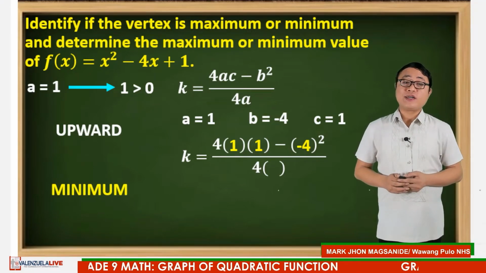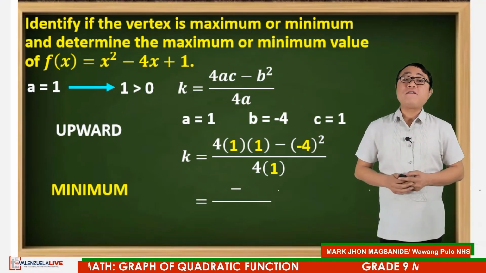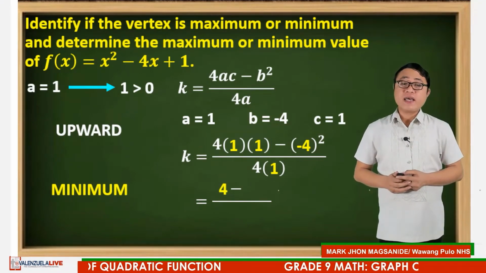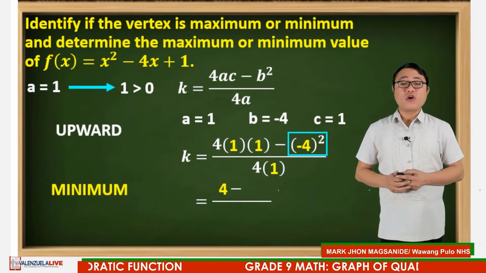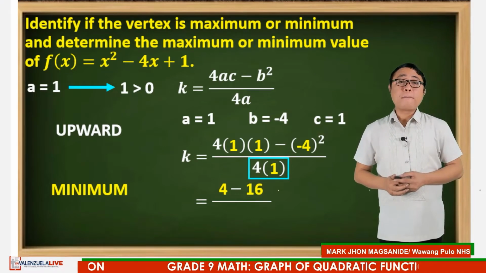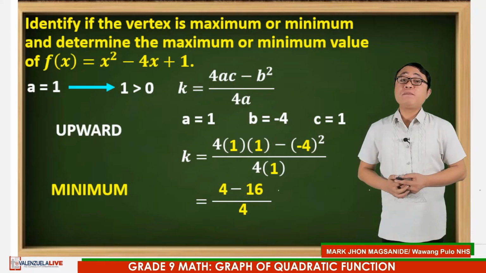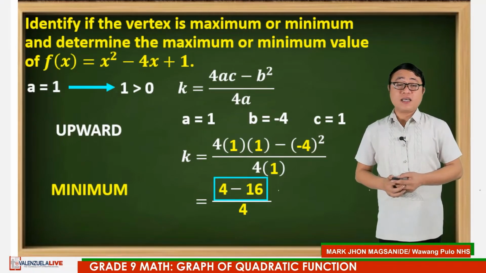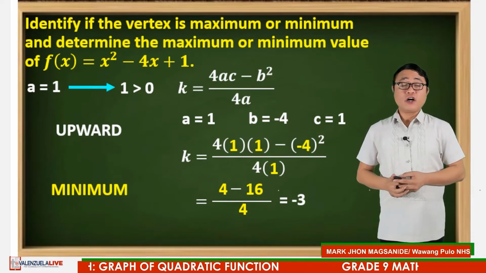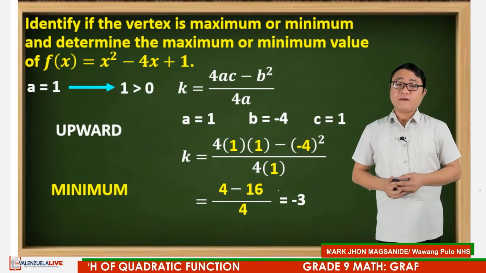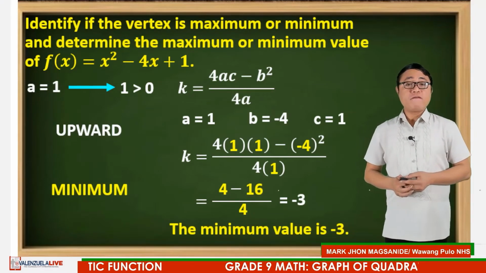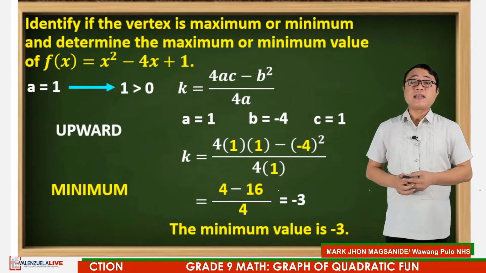For the denominator, a is 1. Simplifying, 4 times 1 is positive 4, minus the square of negative 4 is 16. For the denominator, 4 times 1 is positive 4. Further simplifying, 4 minus 16 is negative 12. And divided by 4, that is negative 3. Thus, k is equal to negative 3. Therefore, the minimum value of the function is negative 3.